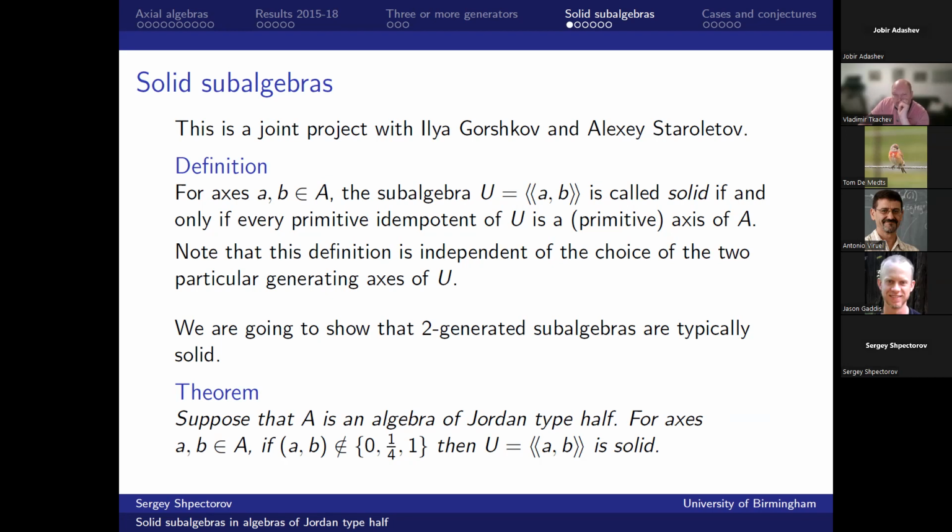A simple example of this is when a times b is 0. In this case, U is just the two-dimensional algebra 2B, and a and b are the only axes in U, and then of course it is obviously solid. But this is not the interesting case. Typically, U is three-dimensional, and if the field is infinite, it has infinitely many idempotents, and all of them are going to be axes. So that is the theorem in preparation.